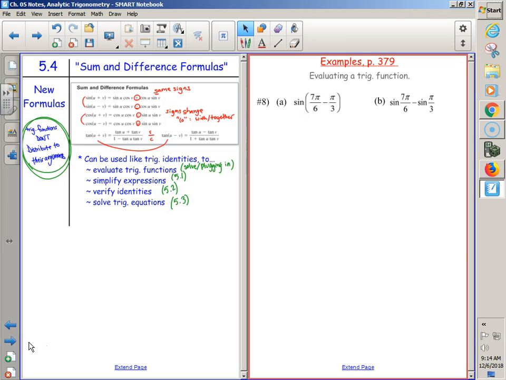What do you mean plug in? Well, kiddos, over here, evaluate, plug in. Well, it's already plugged in. Evaluate and solve, right? Okay, what sign? What quadrant? Third. Third sign is negative.